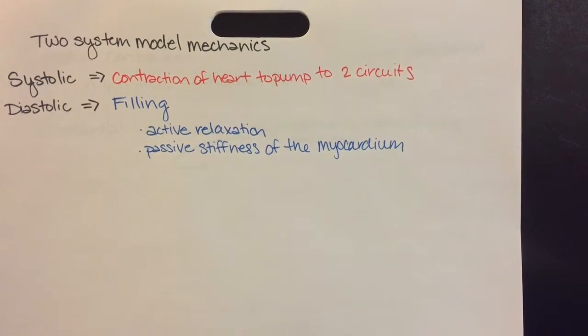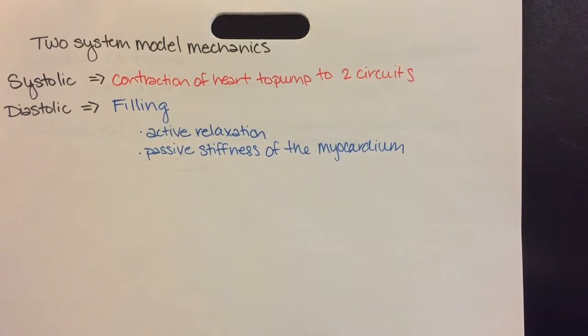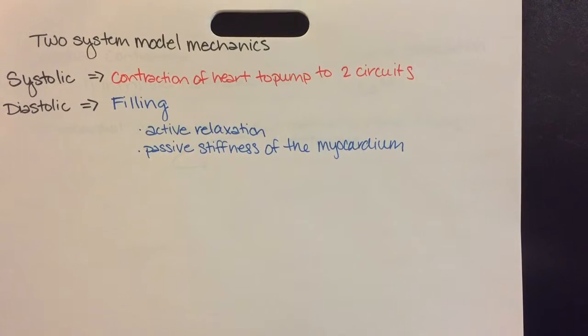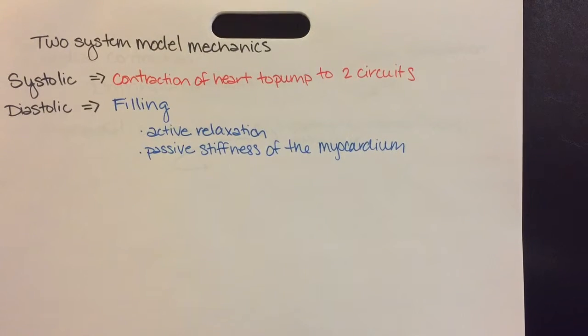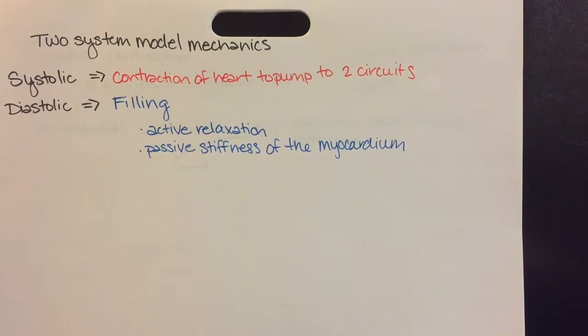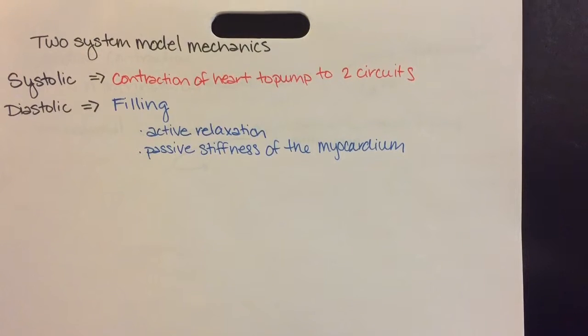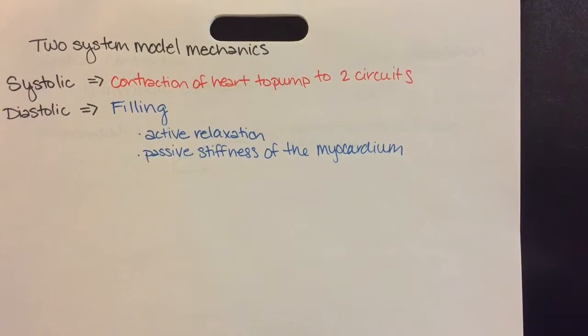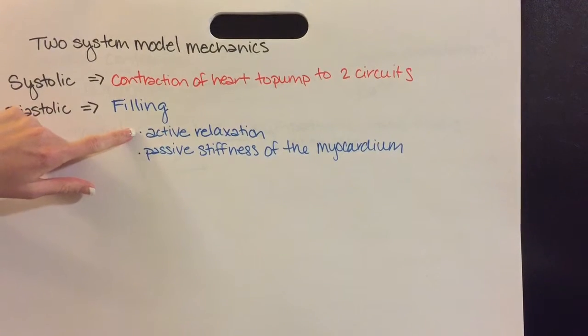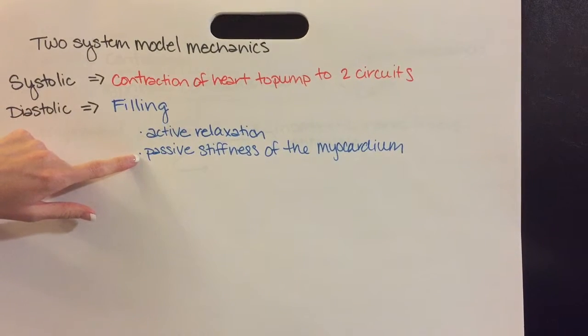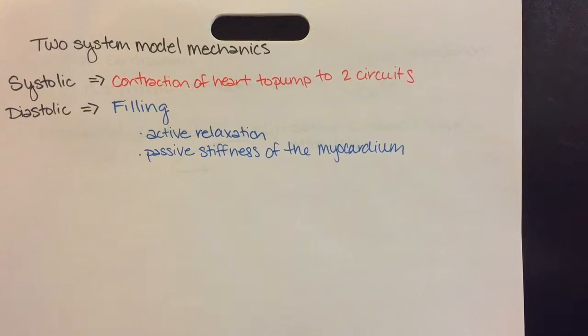So for our pump system, we have a two-system model, and we discuss it as systolic and diastolic mechanics. Systolic mechanics and function are the contraction of the heart to pump blood into the two circuits, the pulmonary circuit and the systemic circuit. The diastolic component is the filling of the heart, which occurs with two components. One is the active relaxation, and two is the passive stiffness of the myocardium.